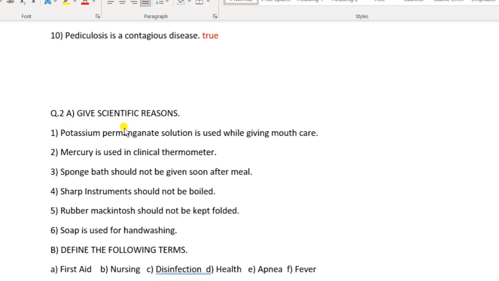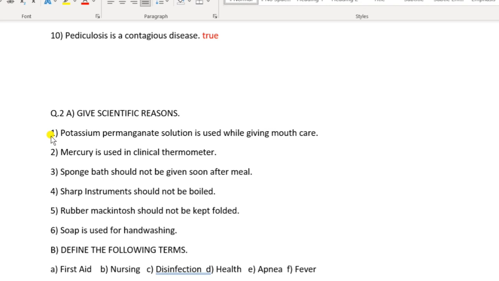Now we'll move to give scientific reason. Question number 2. First, why is potassium permanganate solution used while giving mouth care? Potassium permanganate solution is used while giving mouth care, as potassium permanganate acts as an antiseptic and deodorant. It removes all dirt of the mouth and also removes all microorganisms from the mouth. It cleans the mouth thoroughly. Hence, potassium permanganate is used while giving mouth care.